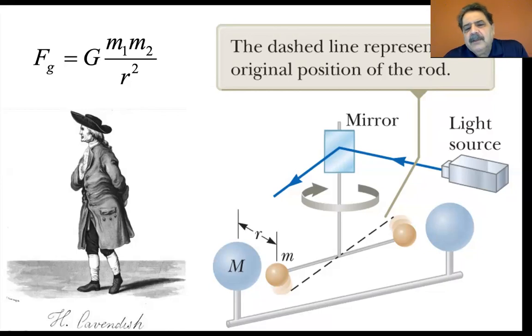Cavendish measured the force between two different masses using a torsion pendulum as shown, using masses, and he confirmed Newton's gravitational force equation: F equals G m1 m2 divided by the separation distance squared, r squared. So that's the gravitational force.